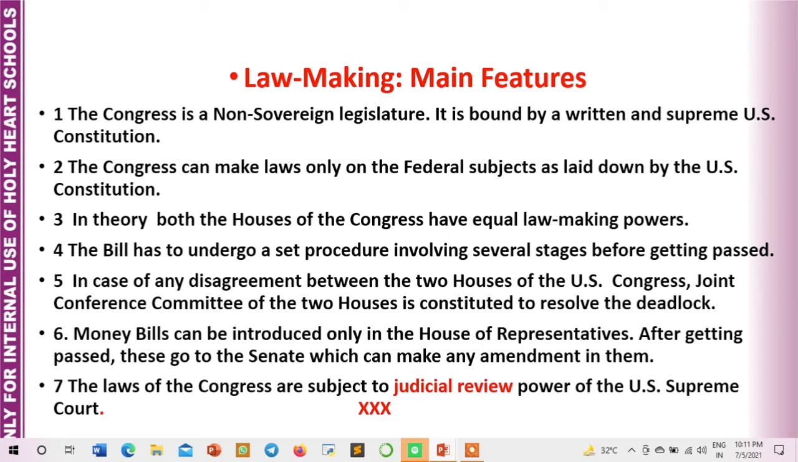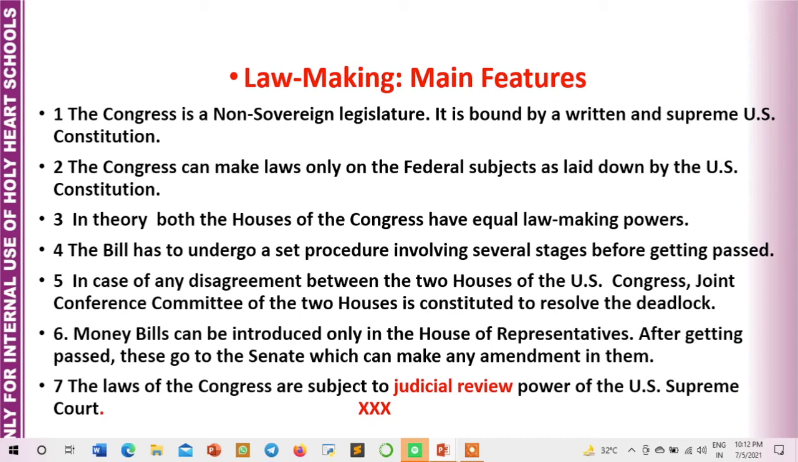You know why we call it a non-sovereign legislature? Because it has to make laws according to the US Constitution. Even the Indian Parliament is non-sovereign because it also has to legislate on the subjects given in the Constitution. But the UK Parliament is sovereign because they don't have a written constitution. The Congress can make laws only on the federal subjects as laid down by the US Constitution.